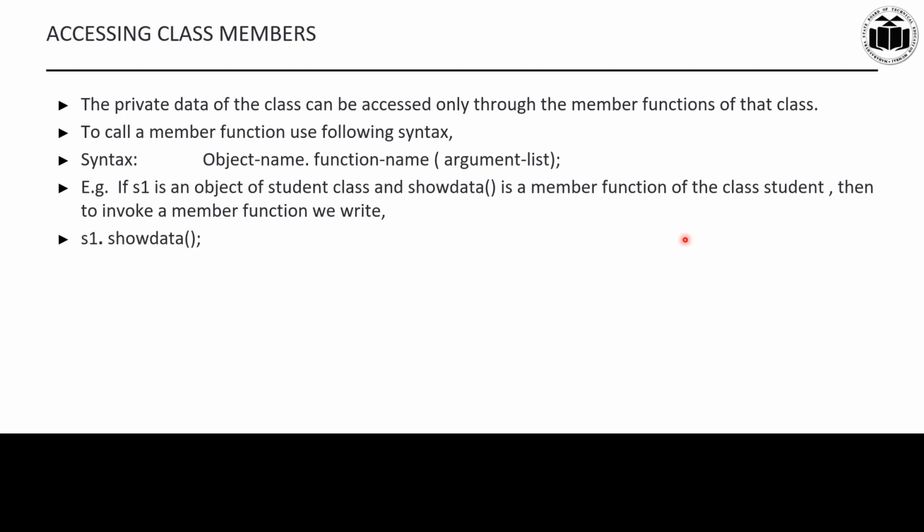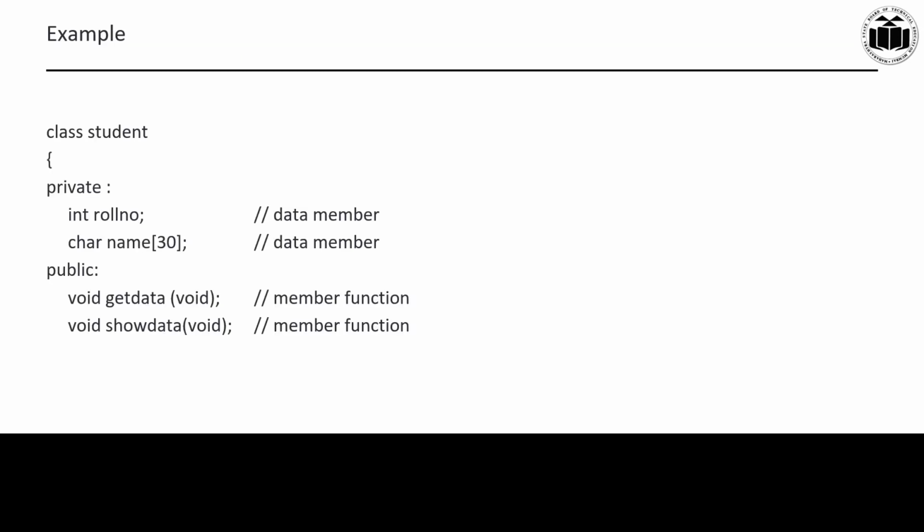Now next is accessing class members. How will we access a class member? We have one simple syntax: object name, dot, function name and argument list. For example, suppose I have a class student with two objects, S1 and S2. Right now we have taken only the S1 object, and the S1 object will have a show data member function. So how can we call it? First the object name S1, then dot, that is the member access operator, and then the function name, show data. So this is one example.